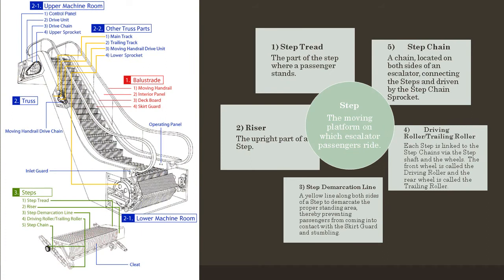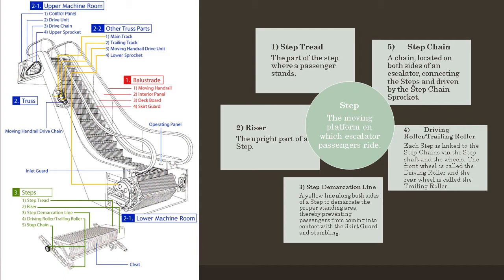Step. The moving platform on which escalator passengers ride. 1. Step tread. The part of the step where a passenger stands. 2. Riser. The upright part of a step. 3. Step demarcation line. A yellow line along both sides of a step to demarcate the proper standing area, thereby preventing passengers from coming into contact with the skirt guard and stumbling.